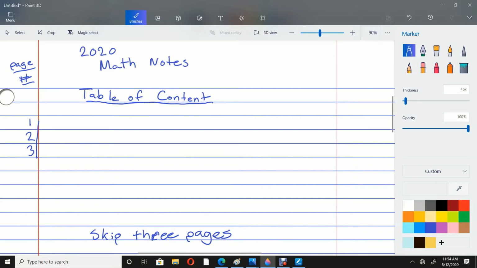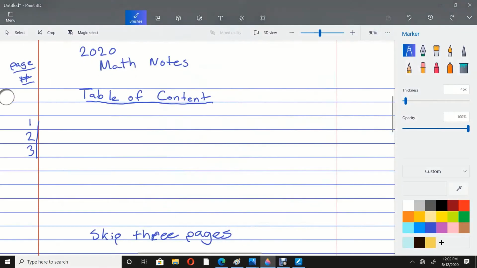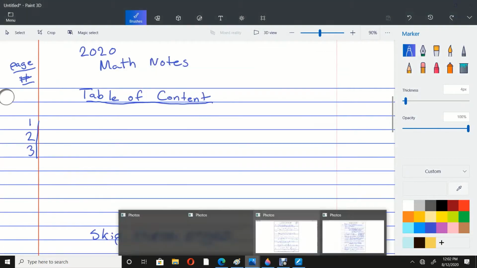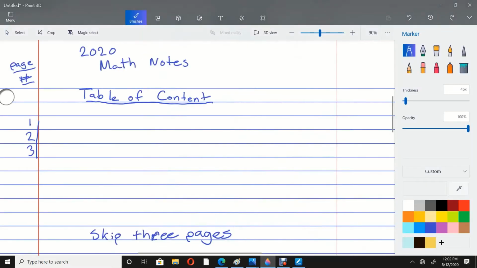From here, I want you to skip 3 pages, and then, 8th grade, this will be your first page of notes. After you skip your 3 pages, you're going to put a 1 in the top right corner right here, and that's going to let you know that this is your page 1. Then you're going to come back to your table of contents, and everybody's going to have the first page contain rules of exponents. So we're going to write rules of exponents right here.